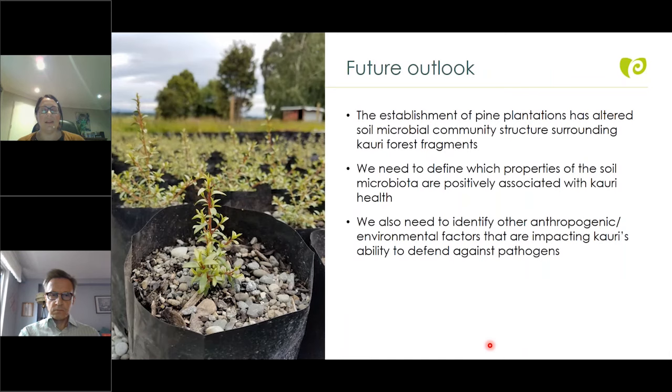So the future is here. Part of the program is that we have a billion tree program. I think that happens a lot around the world, where we look to plant more and more trees to offset a lot of our carbon. But if we are losing a lot of our protective fungi in the soils, then that has implications, perhaps that we need to look at the type of tree species that we plant.